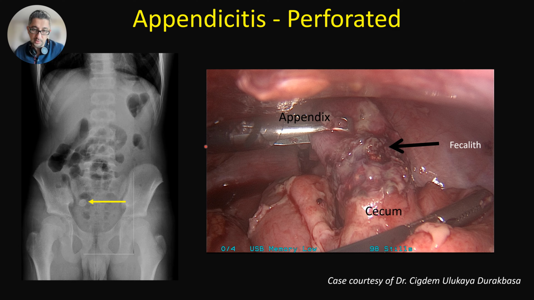Here is an example of another perforated appendicitis, which I borrowed from Dr. Çiğdem Ulukaya Durakpaşa. In laparoscopy, you can see the cecum, the appendix, and perforation at the base and the fecalith. And the fecalith can be seen on the X-ray, but we were not able to find the appendicitis on the ultrasound.